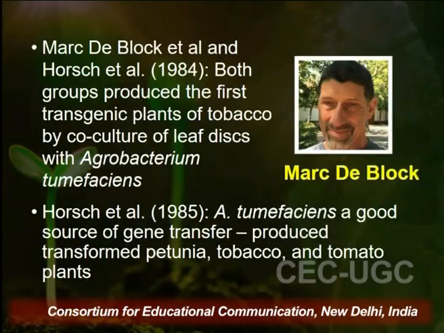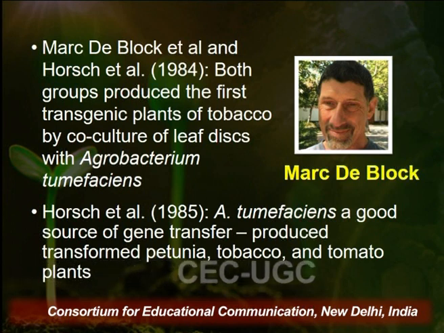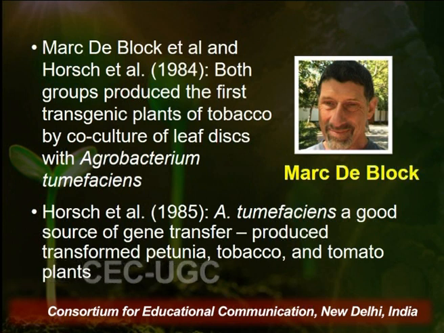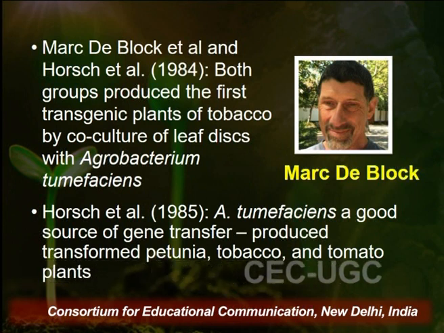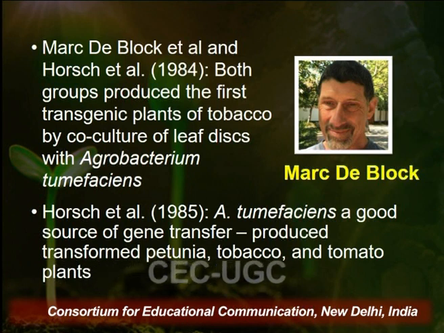Then Mark D. Bloch along with his group and Horsch along with his group in 1984, both these groups for the first time produced the first transgenic plant of tobacco by co-culturing the leaf disc with Agrobacterium tumefaciens. Mark D. Bloch was a botanist who did his PhD in 1982 on this Agrobacterium tumefaciens. He developed a chimeric gene by using this bacteria, and he transferred that gene into the tobacco plant by using plant tissue culture, and he was able to develop a transgenic plant.